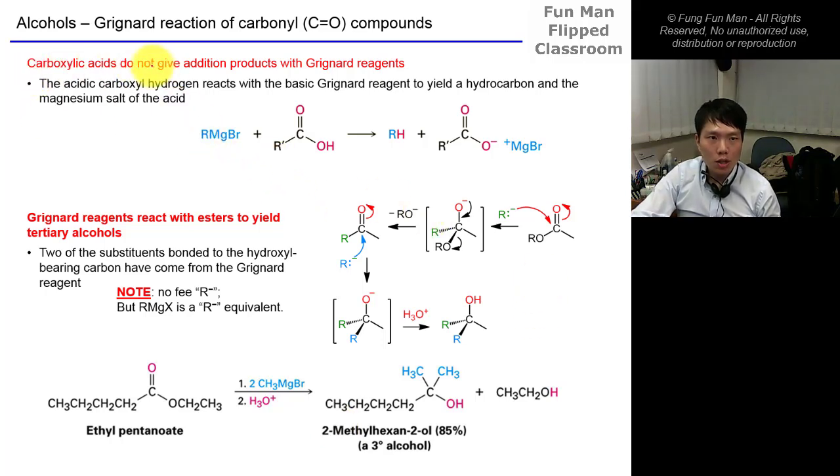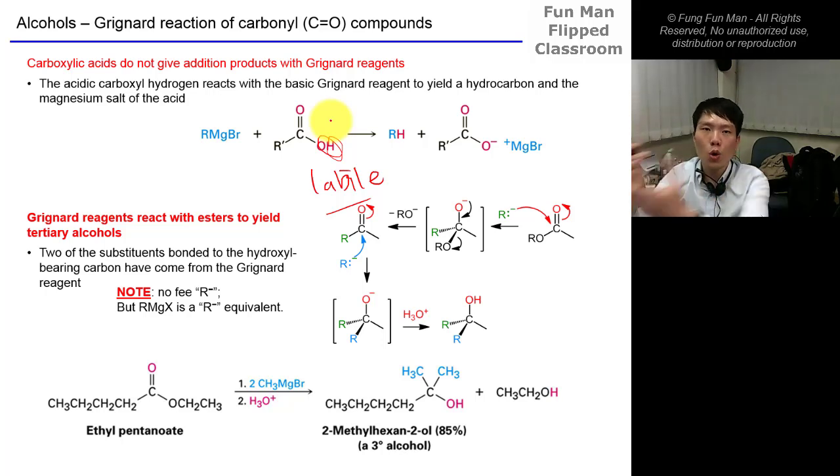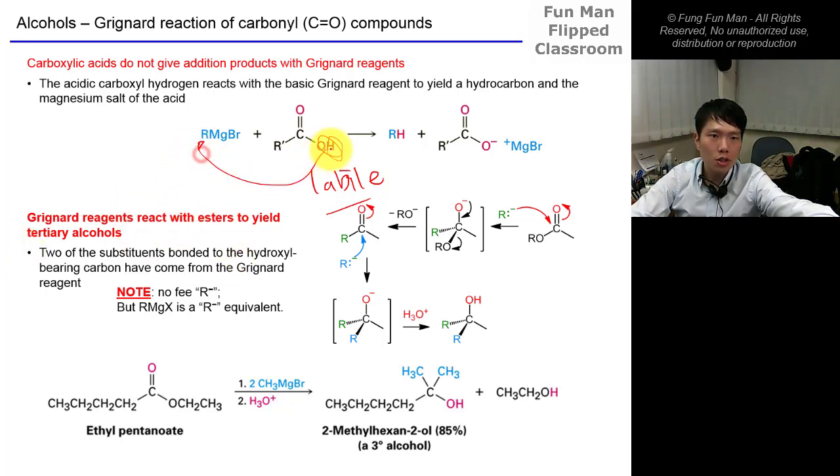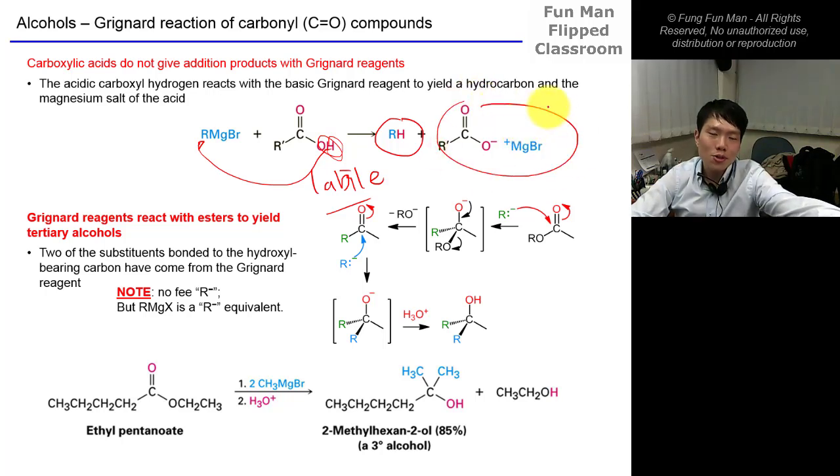Carboxylic acid does not give an addition product with Grignard reagent. The reason is because you have OH here, and this hydrogen is very labile. Labile means that the H can drop off easily on its own to form H+. So this is the one that the R- equivalent will pick up first to form back my alkane, and you get a salt here. And this makes it very useless because it is a salt, it can't do much.